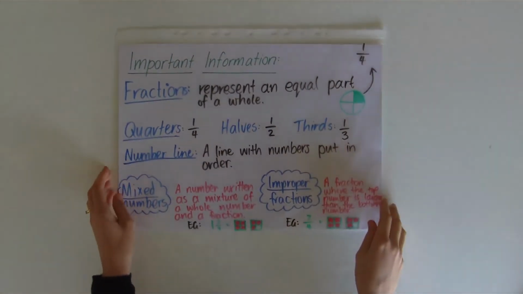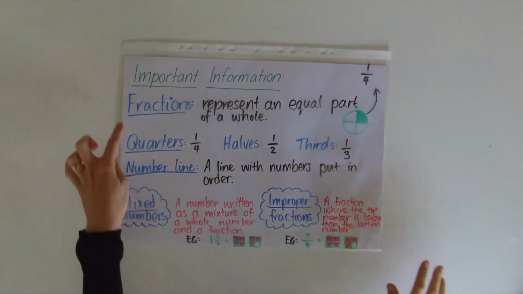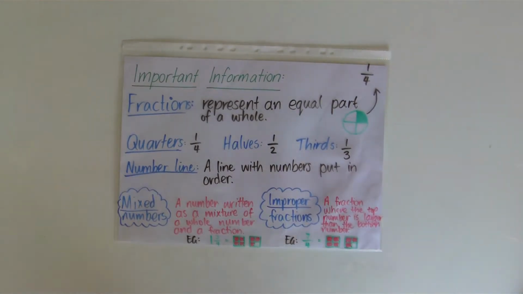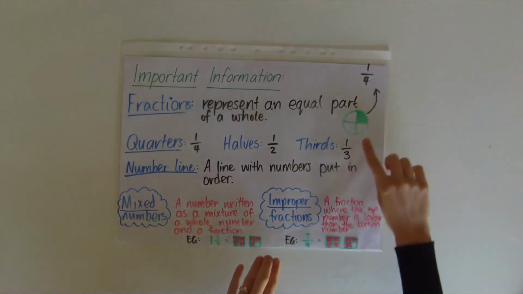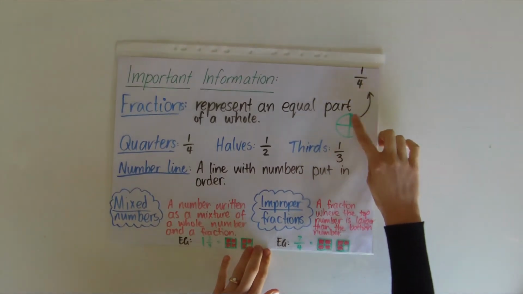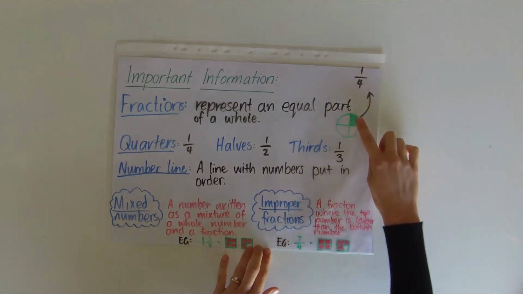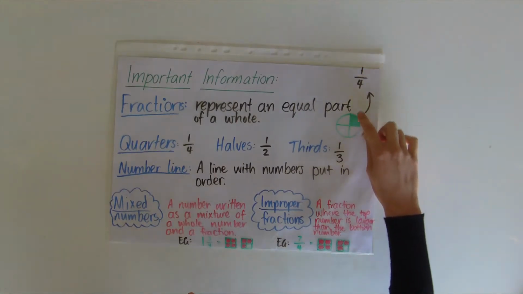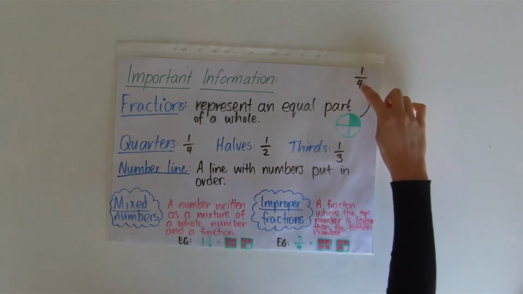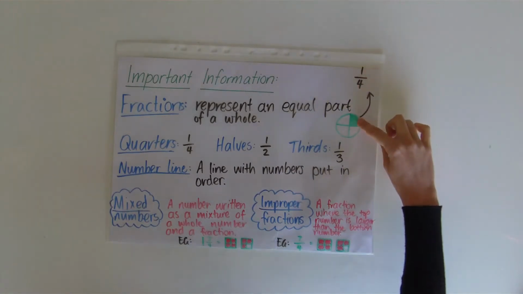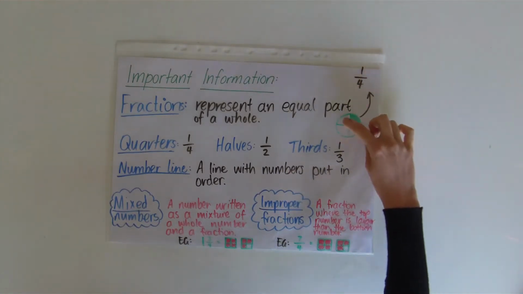So let's start off with some important information. As we looked at in the other videos, fractions represent an equal part of a whole. So of this little circle here, I've drawn lines across that make 4 parts in one whole, and that is why I have 1 over 4, so one part is coloured of the 4 parts here.